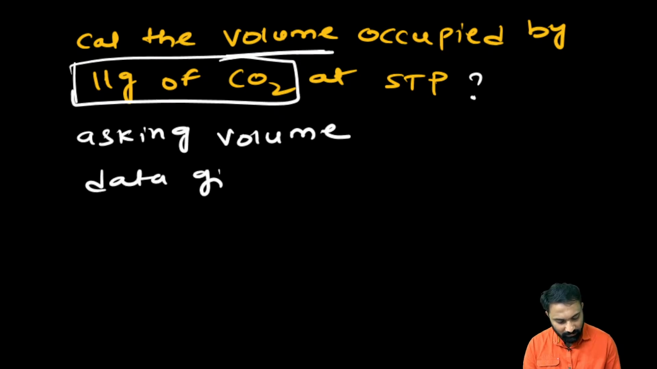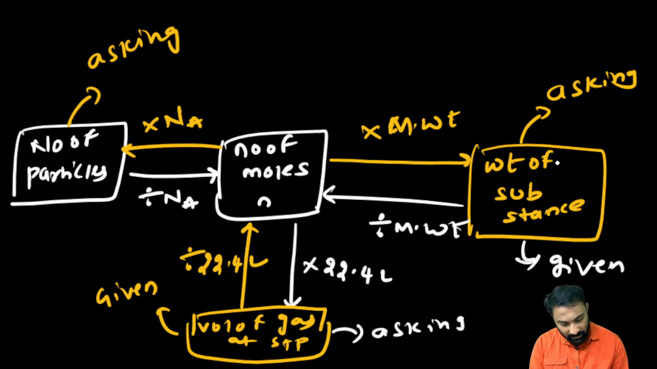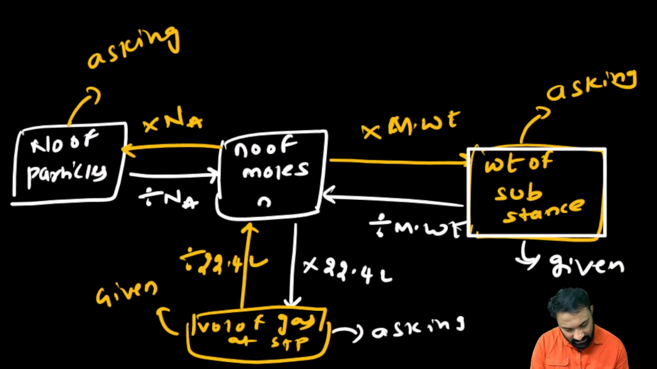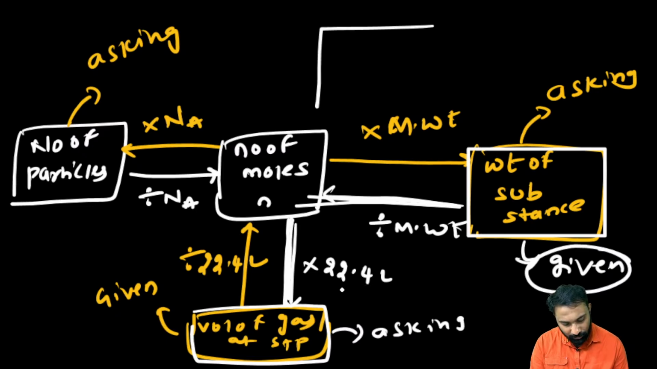Data given is weight. Now use this trick. The weight of the substance they have given, and he is asking the volume of the gas. From here to here we have to move, in this L manner. Weight of the substance given, find the number of moles. From the number of moles, multiply by 22.4 liter, and you will get the volume. From this L we have to move.